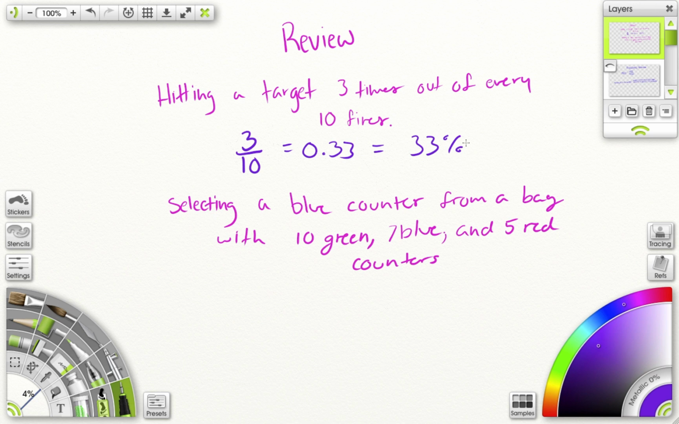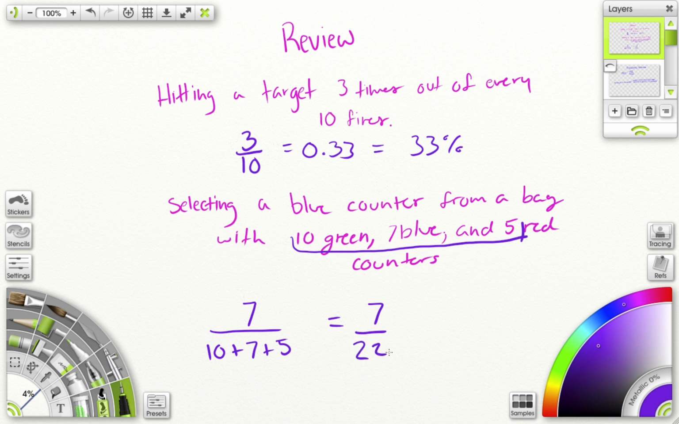Selecting a blue counter from a bag with 10 green, 7 blue, and 5 red counters. So I'm trying to get a blue counter. I have 7 blue counters out of a bag with 10 green, 7 blue, and 5 red. In order to figure this problem out, I have to add all these numbers together to figure out how many counters I have in total. So I have 10 plus 7 plus 5, which equals 22.